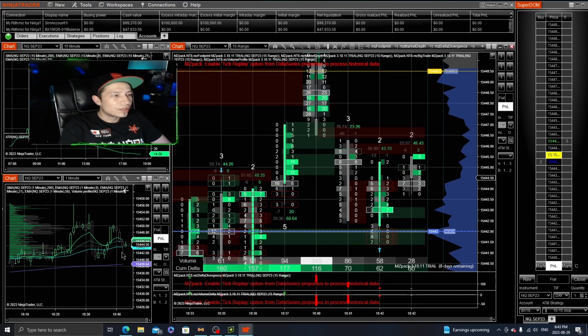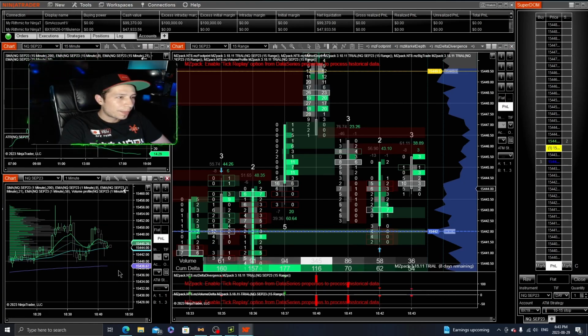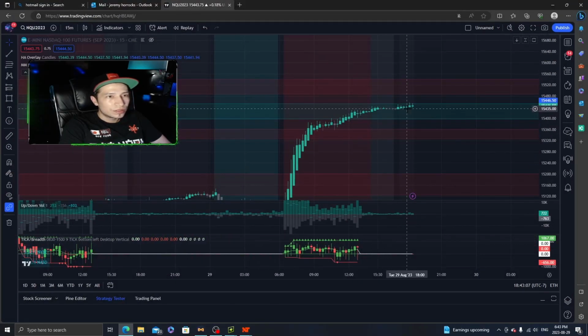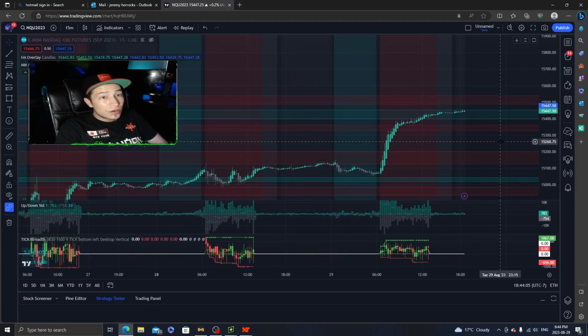But what I would be looking for is for us to break our recent low here. And until we broke this recent low, I wouldn't be looking for the short. So that's how I draw my support and resistance zones, and that's how I use order flow to trade them.